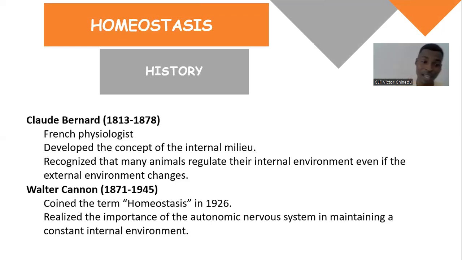Walter Cannon, on the other hand, coined the term homeostasis in 1926, and he talked about the importance of the autonomic nervous system in maintaining a constant internal environment. What does that mean? He's simply saying that for your body to maintain its internal state, it does not need to ask you for permission. It just does what it needs to do by itself without you even thinking about it. Isn't that wonderful? Yes, it is wonderful. Thank you very much, Michael.